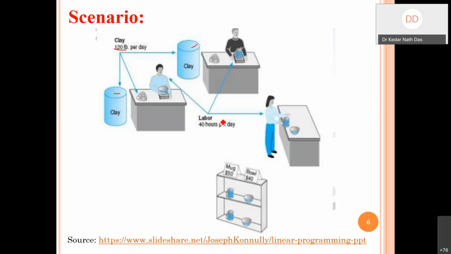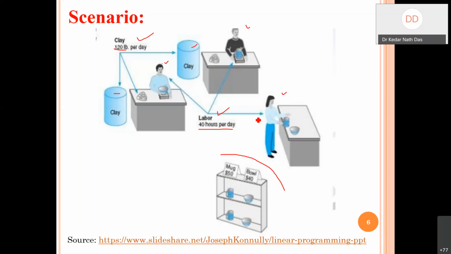Per day, as given in the question. There are, say, 3 levels in this company, for example. So 40 hours per day they can work, which could be made available to the company. And now this is the selling part. One mug has been sold at, say, $50, and one ball costs $40. Now, just by keeping in view these two constraints, how can you model it?